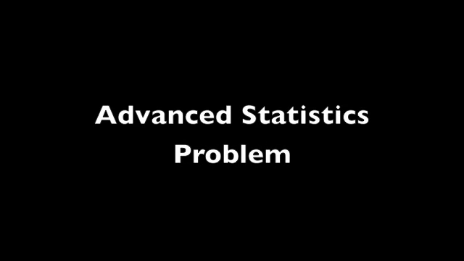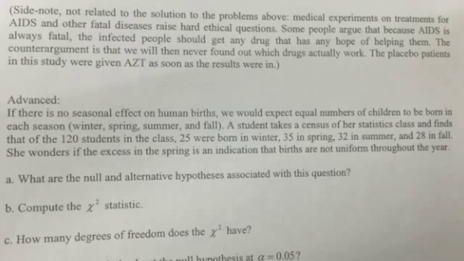Today we're going to be working on an advanced statistics problem. The problem reads, if there is no seasonal effect on human births, we should expect an equal number of children to be born in each season.